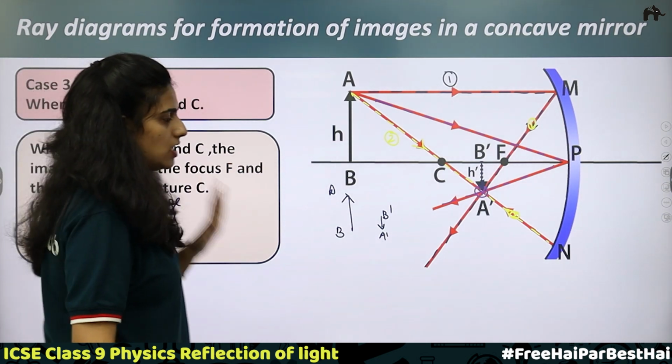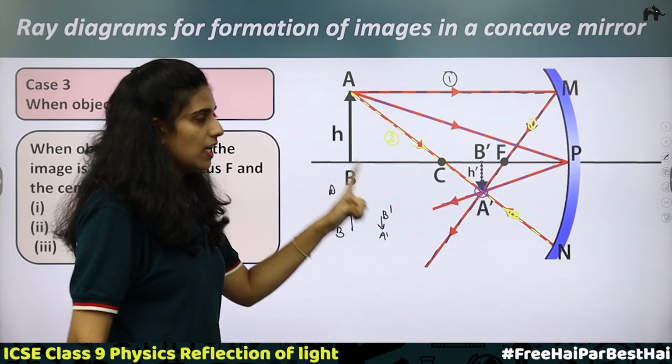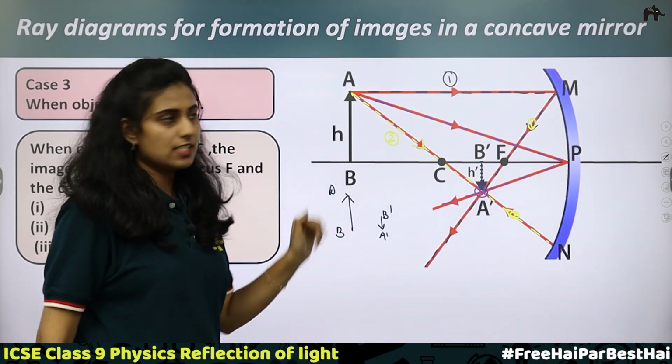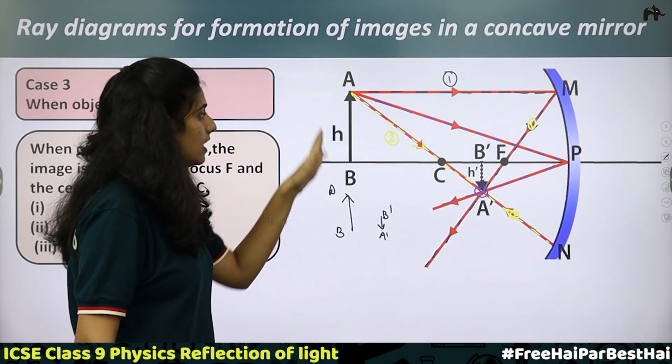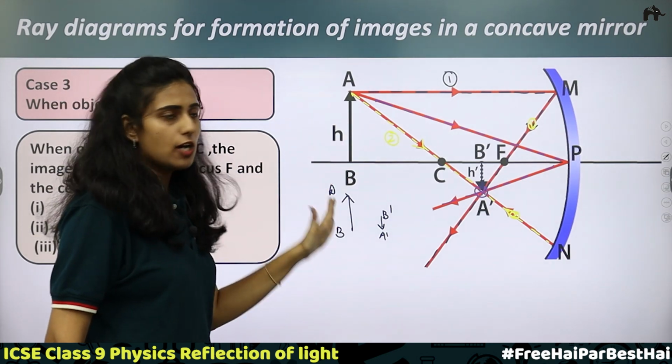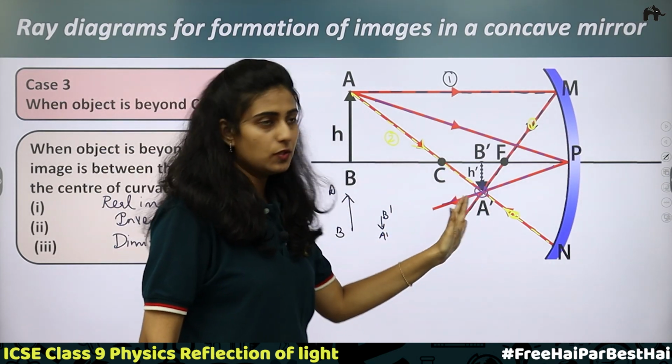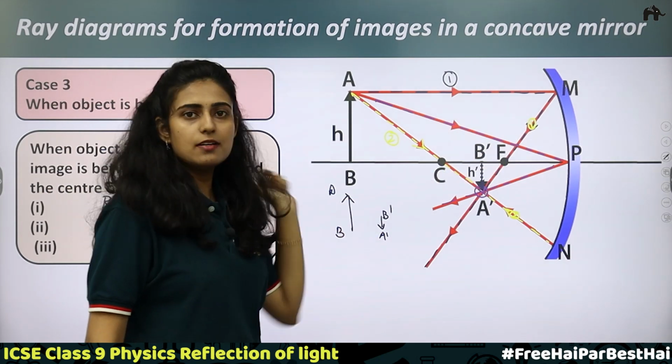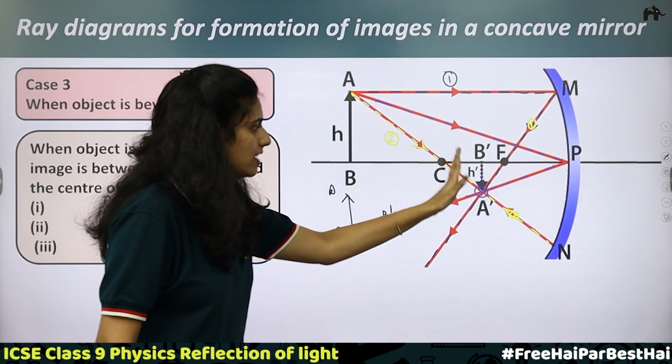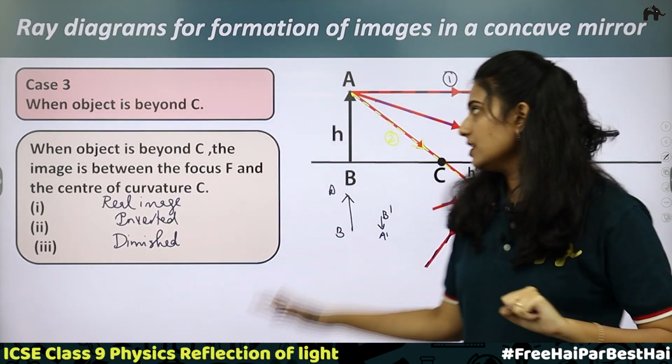Diminished image is formed. Where is the image formed? Image is formed on the same side as the object is. That is, here you can see on the left side of the mirror we have the object and the image. Image is formed in front of the mirror. When a screen is placed, you can obtain the image. So this is your third case.